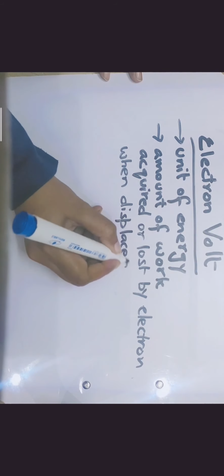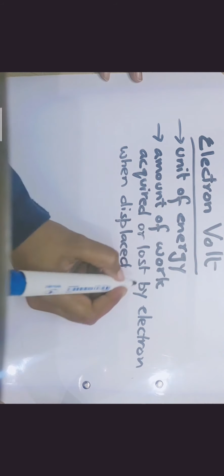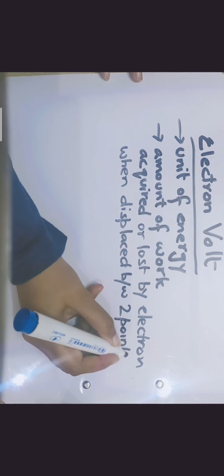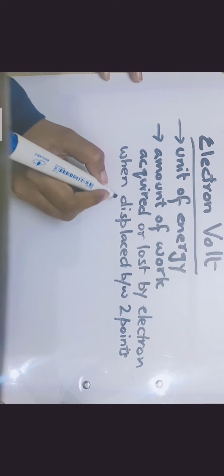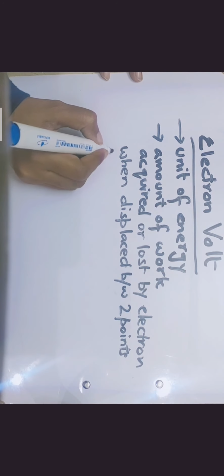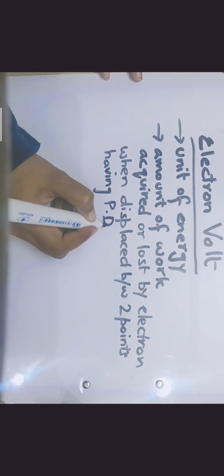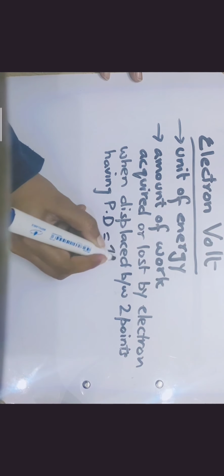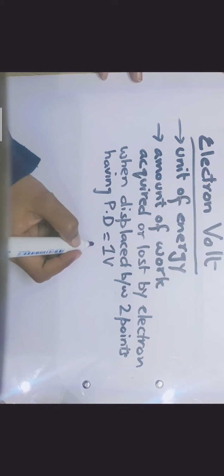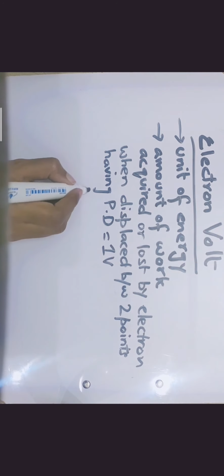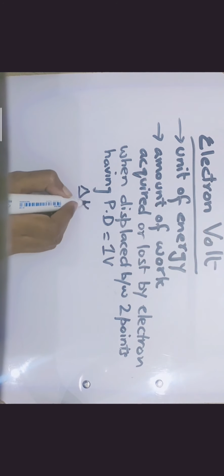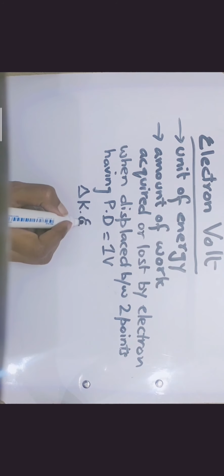So whenever an electron is displaced between 2 points, the amount of energy it acquires or loses in case of moving towards the field or against the field, it will gain or lose energy. So they say the amount of energy acquired or lost by the electron when displaced between 2 points having a potential difference equal to 1 volt is 1 electron volt.